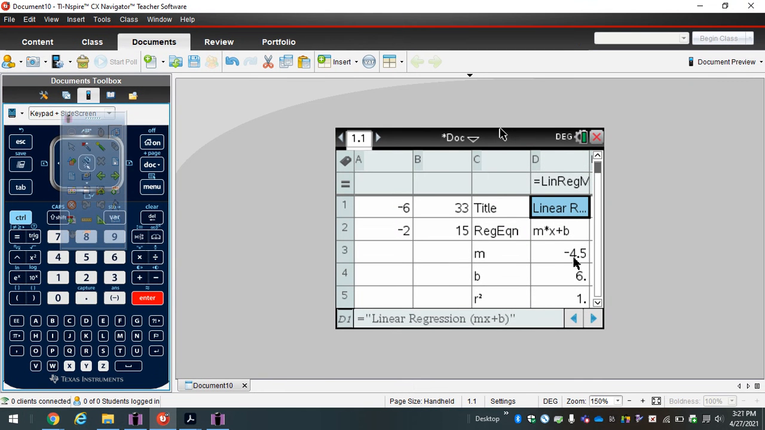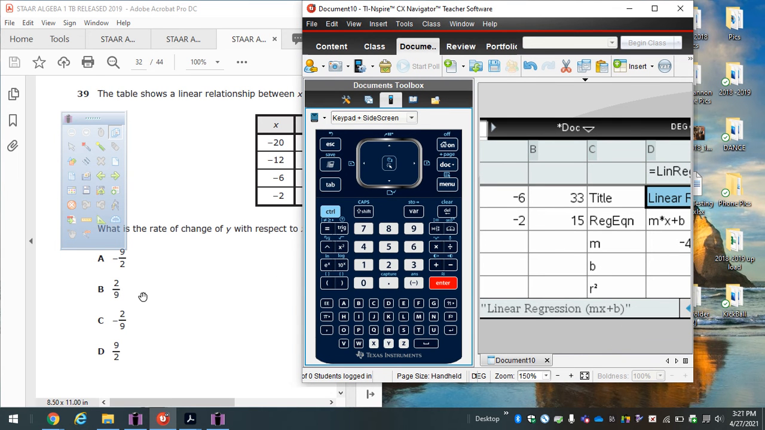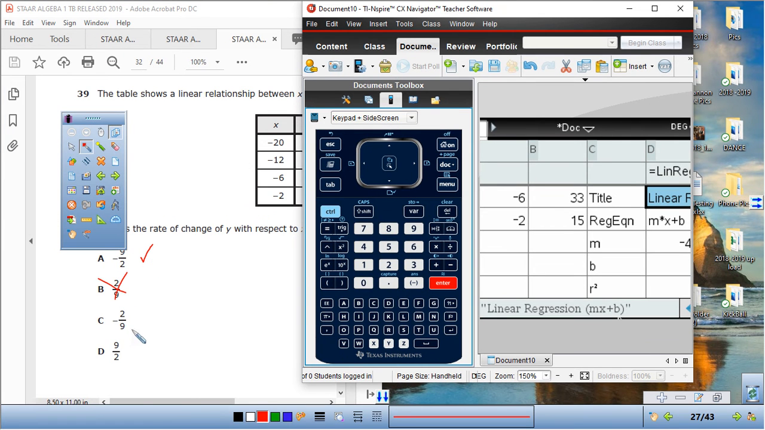And then we're going to go with the slope, -4.5. So I know it's a negative. That one looks good. That one's out. That one's obviously not even a 4.5. Way out. Definitely there.